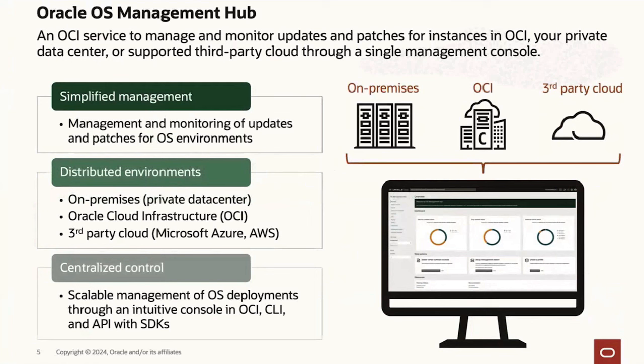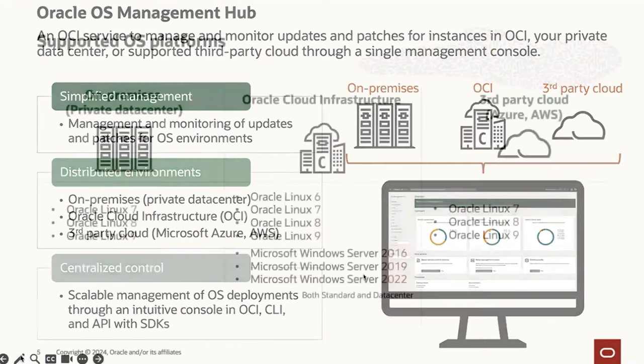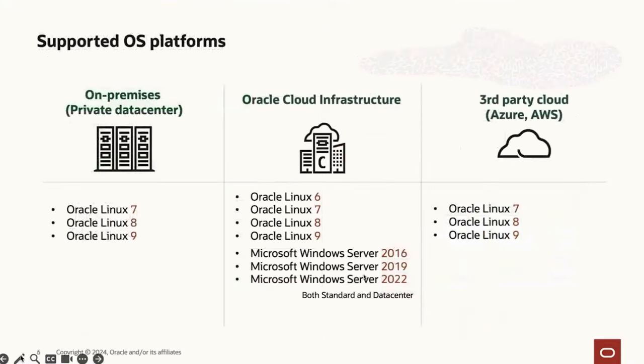OS Management Hub is delivered as an OCI service. It can manage instances in OCI, supported third-party clouds like Azure and AWS, or on premises in a customer data center. OS Management Hub provides updates as they are made available by OS vendors. Available updates are subject to the vendor's OS lifecycle programs. The following OS versions are supported.